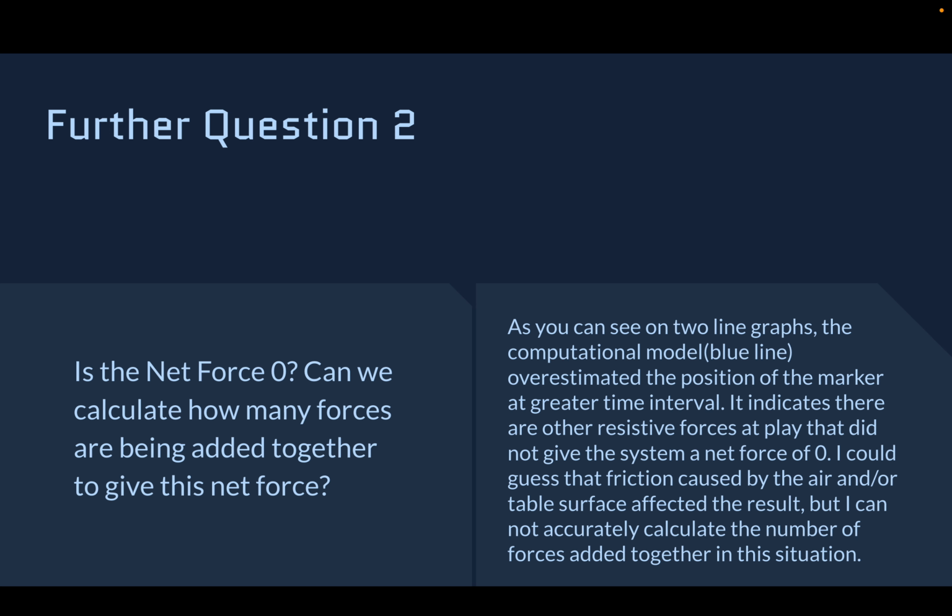Can we calculate how many forces are being added together to give this net force? As you can see on the two line graphs, the computational model, which is the blue line, overestimated the position of the marker at greater time intervals. It indicates there are other resistive forces at play that did not give the system a net force of 0. I could guess that friction caused by the air and our table surface or possibly my hand affected the result, but I cannot accurately calculate the number of forces added together in this situation.